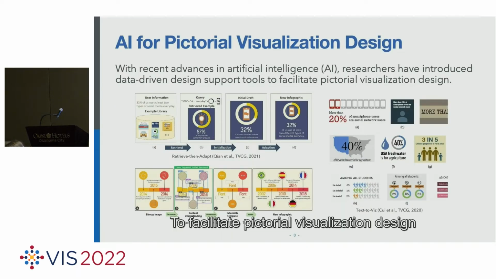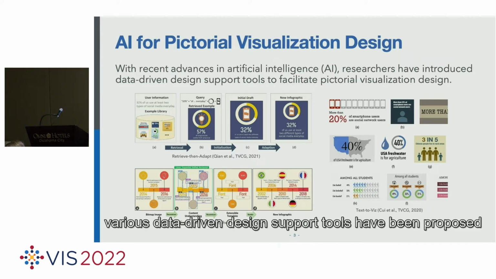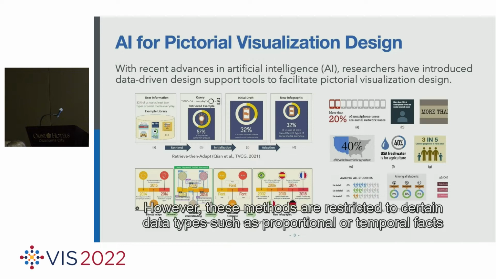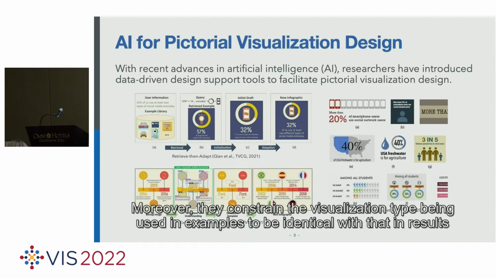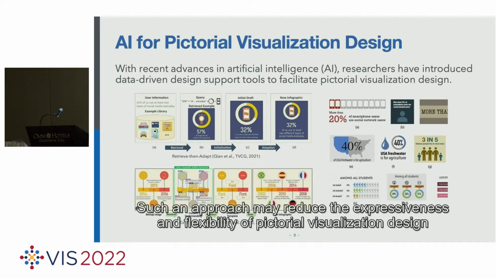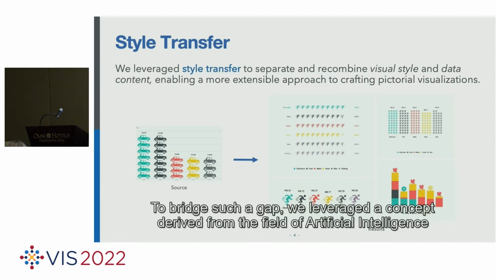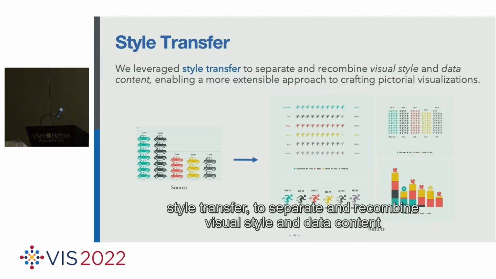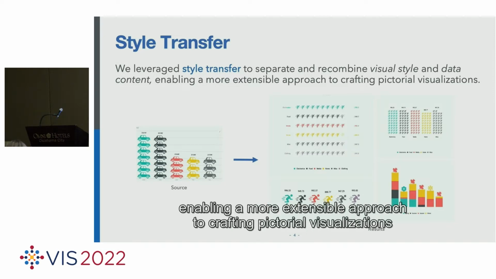To facilitate pictorial visualization design, various data-driven design support tools have been proposed. However, these methods are restricted to certain data types such as proportional or temporal facts. Moreover, they constrain the visualization type being used in examples to be identical with that in results. Such an approach may reduce the expressiveness and flexibility of pictorial visualization design. To bridge such a gap, we leveraged a concept derived from the field of artificial intelligence, style transfer, to separate and recombine visual style and data content, enabling a more extensible approach to crafting pictorial visualizations.